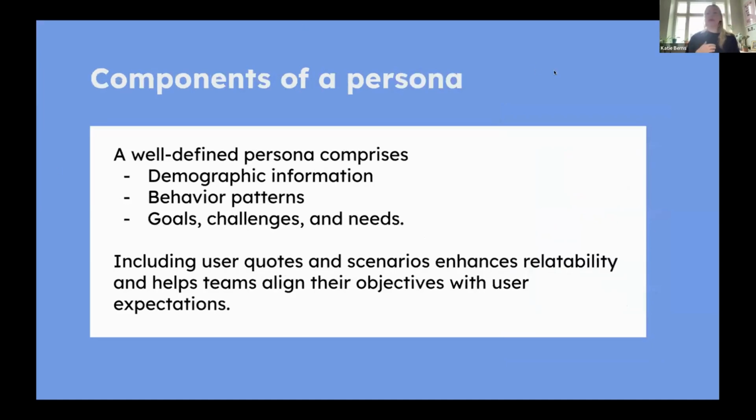So usually when we talk about a fully formed persona, we have different aspects that it comprises of. So typically we want our demographic information, the behavior patterns, and the goals, challenges, and needs of a persona. And we really want to create a person. So we don't want it to be an anonymous blah. Okay, this is John, he's blah, blah, blah. We really want to give the sense that this is a person. So we're really trying to empathize with the user.